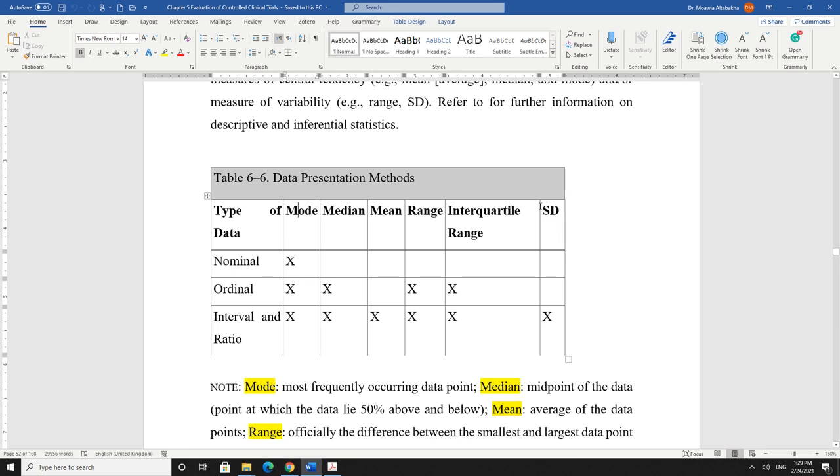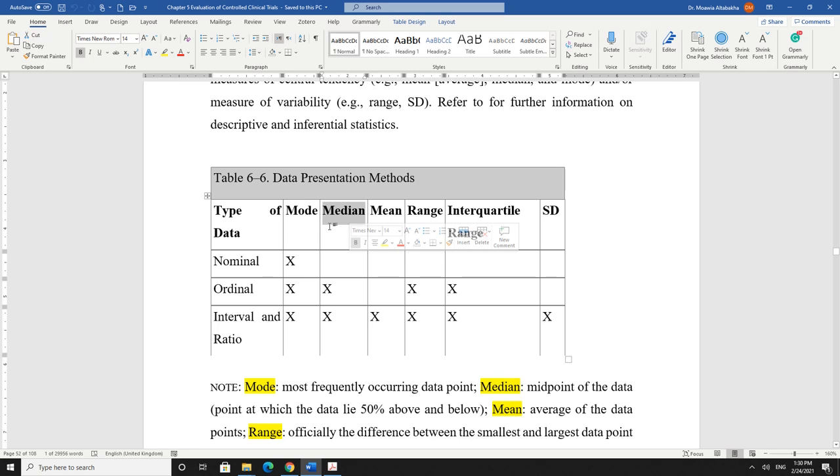Let me first define each one of these so you understand them. Mode means the most frequently occurring data point. For example, in my group I want to see which age is more frequently repeated. Maybe 65. Many of the subjects have the age of 65, and maybe fewer are older and fewer are less than that. So mode reports the most frequently occurring age data point.